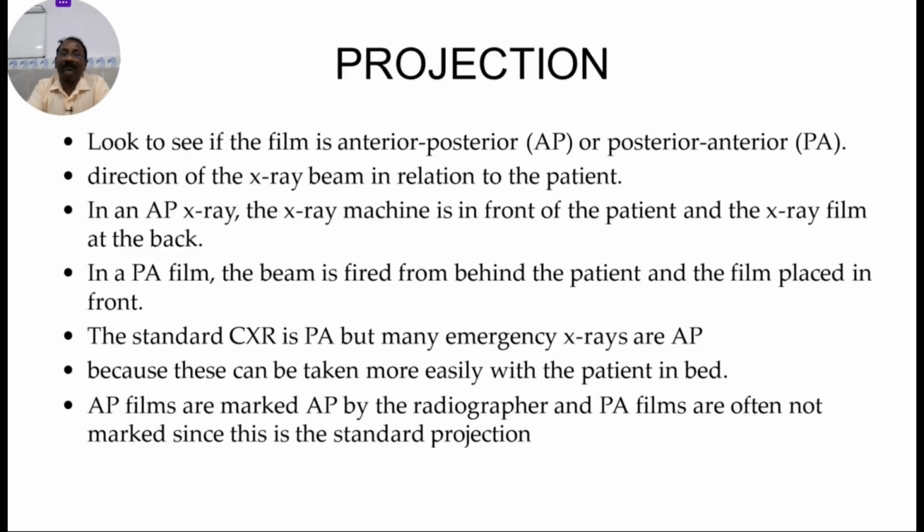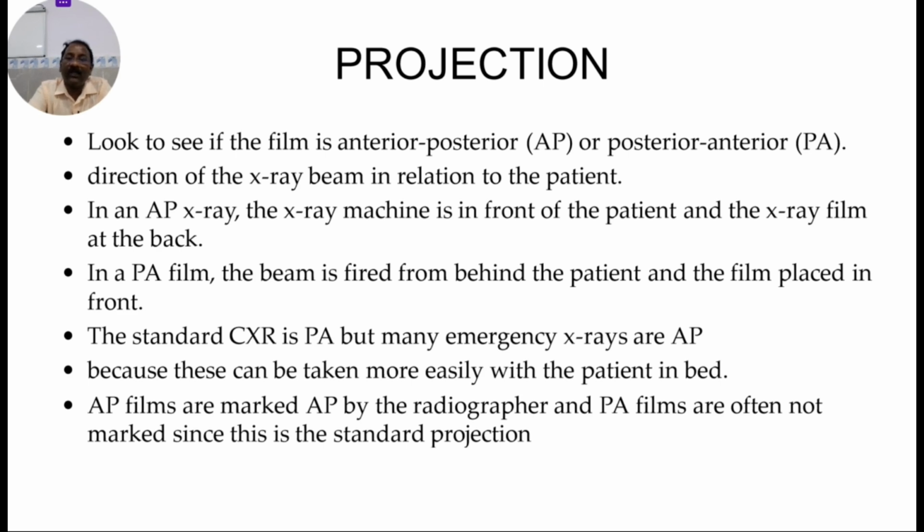Then the projection. Look to see if the film is AP or PA, the direction of the X-ray beam in relation to the patient. In the AP X-ray, the X-ray machine is in front of the patient and the film is at the back. That's what we do in the ICUs. The film is at the back of the patient and the machine is in front of the patient. That is the AP view. Whereas in the PA film, the beam is fired from behind the patient and the film is placed in front of it. So the standard X-ray is PA, but many emergency X-rays are APs.